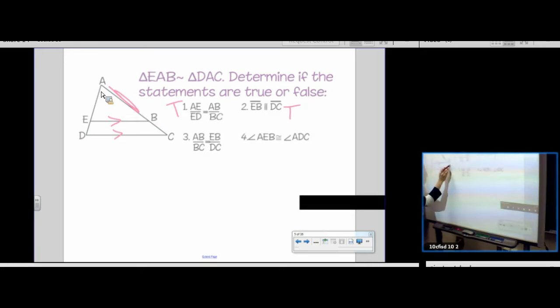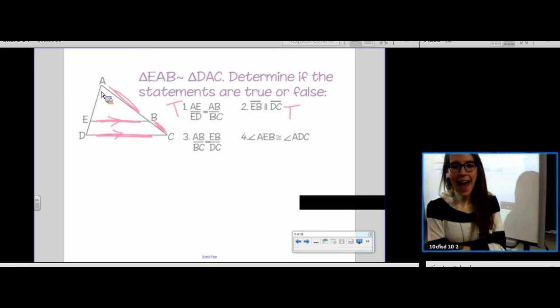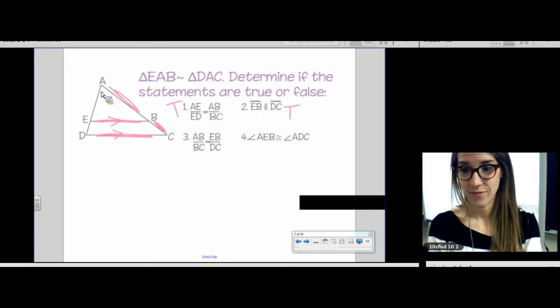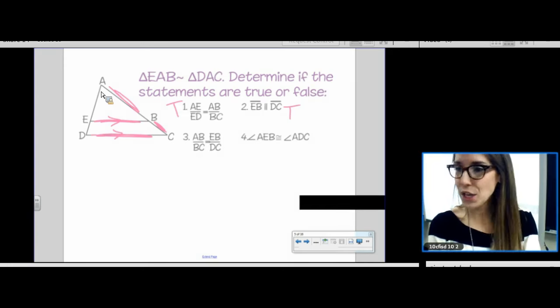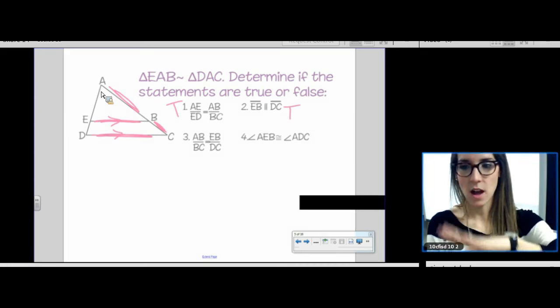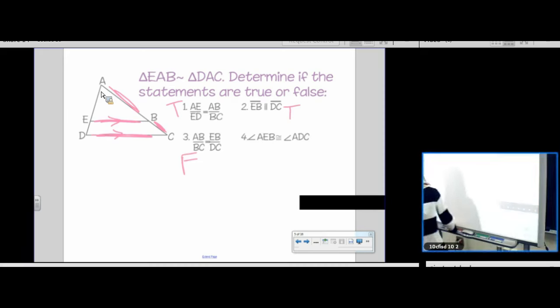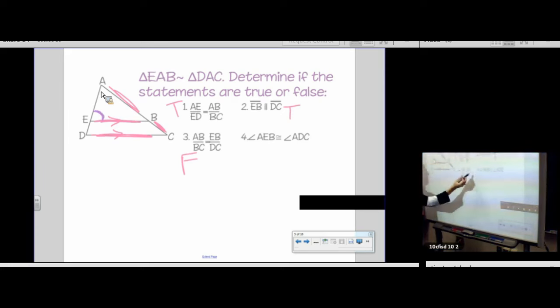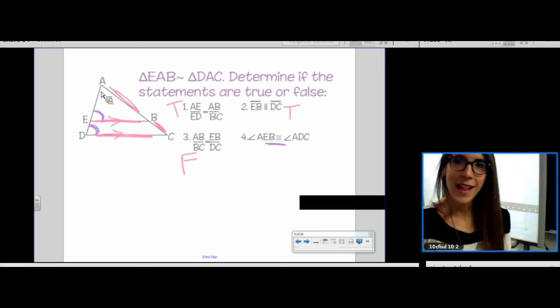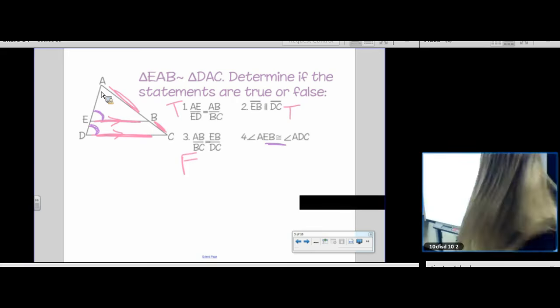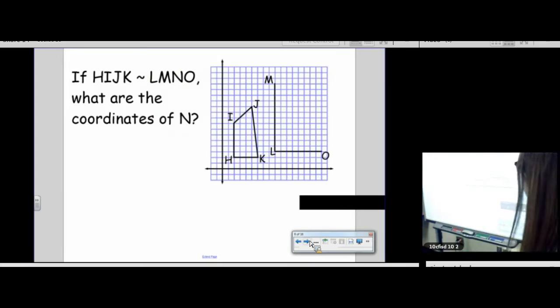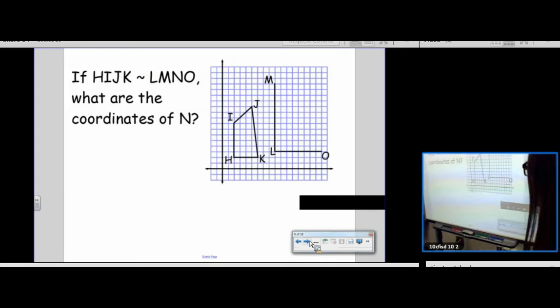AB is to BC as EB is to DC. Is that what the triangle proportionality theorem says? False. Good. You cannot use it on those parallel segments. That is not the triangle proportionality theorem. So this one is false. And lastly, angle AEB is congruent to angle ADC. Yes, if 2 lines are parallel, then corresponding angles are congruent. True.